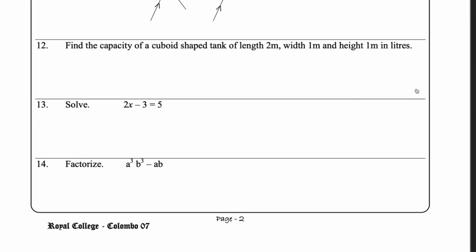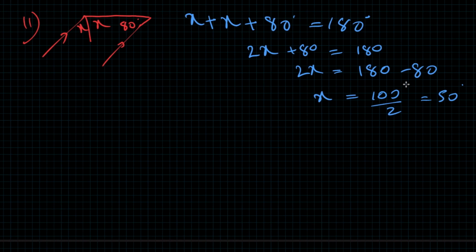Okay, number 12: find the capacity of a cuboid shaped tank of length 2 meters, width 1 meter and height 1 meter, in liters. Okay, so to find the volume, these are very straightforward things.